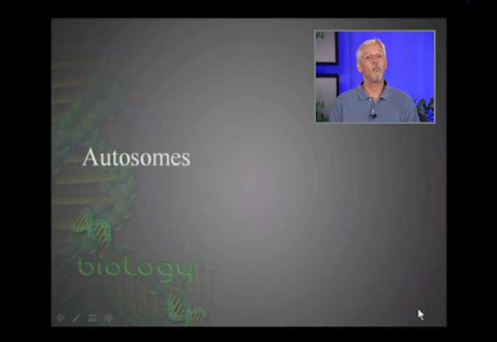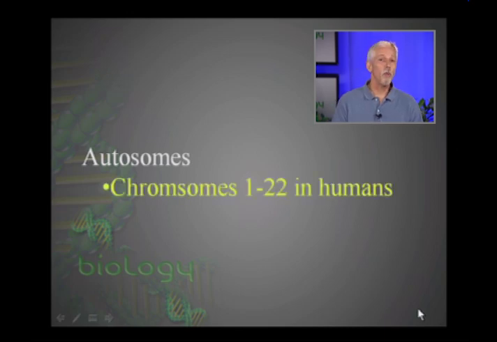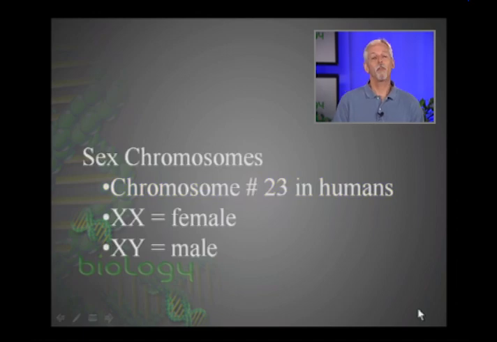Autosomes are the non-sex chromosomes. And so in the case of humans, we have 23 pairs of chromosomes, as we've talked about many times. So chromosomes 1 through 22, or chromosome pairs 1 through 22, would be the autosomes. So they are the non-sex chromosomes. And then the sex chromosomes would be chromosome pair number 23 in humans. And when we look at that pair of chromosomes, we look at two different types of chromosomes. There's X and Y chromosomes. The XX combination makes a female, and the XY combination determines a male.